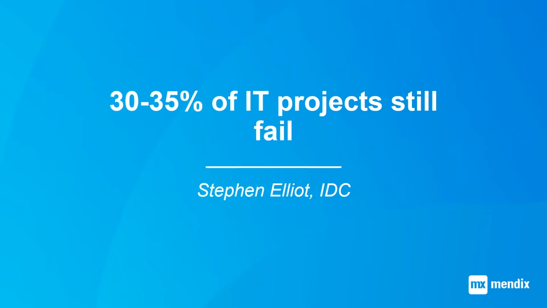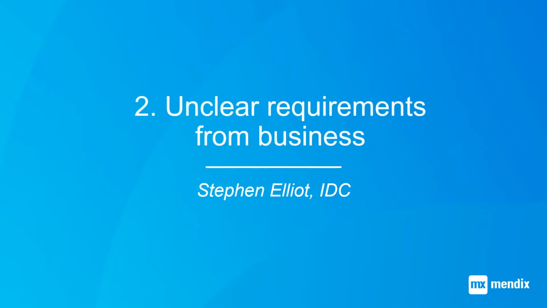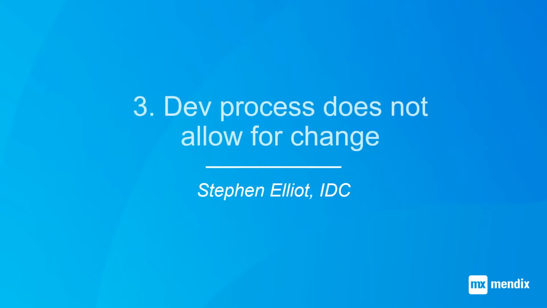And there's 3 main reasons why these fail. The first one is lack of end user involvement, making sure that all of the users in the application lifecycle are involved during the process of developing applications. The second is that we often have unclear business requirements. So sometimes it's very difficult for those business users to collaborate and share the requirements that they need for developing an application. And the third one is that often dev processes do not allow for change. They often use waterfall methodology to develop applications, which doesn't encourage collaboration with both the business and IT.